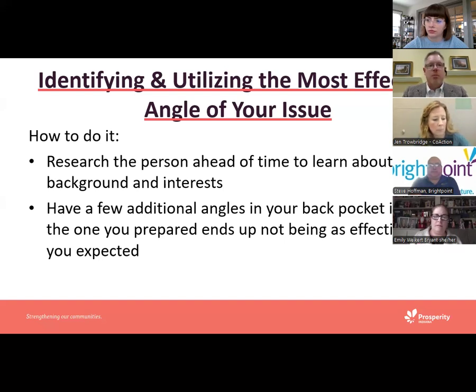And I also want to mention one more time, you're not alone in this. Prosperity Indiana can help with some of these conversations and help make sure that you're putting your best foot forward. But there are some of these basic things that you can do so that you're also informed.